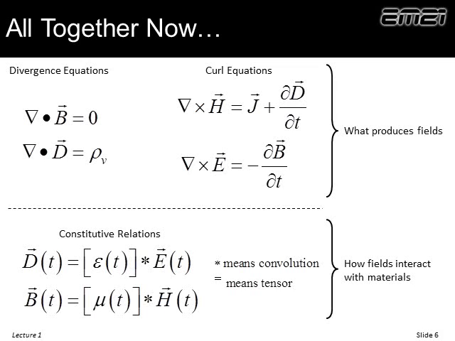So one way we could summarize this is Maxwell's equations are what causes the fields, what produces them. A time-changing D field, for example, causes a circulating H field, or if we can induce the circulating H field, we'll get a changing D field. But how the fields interact with materials, that comes from the constitutive relations.